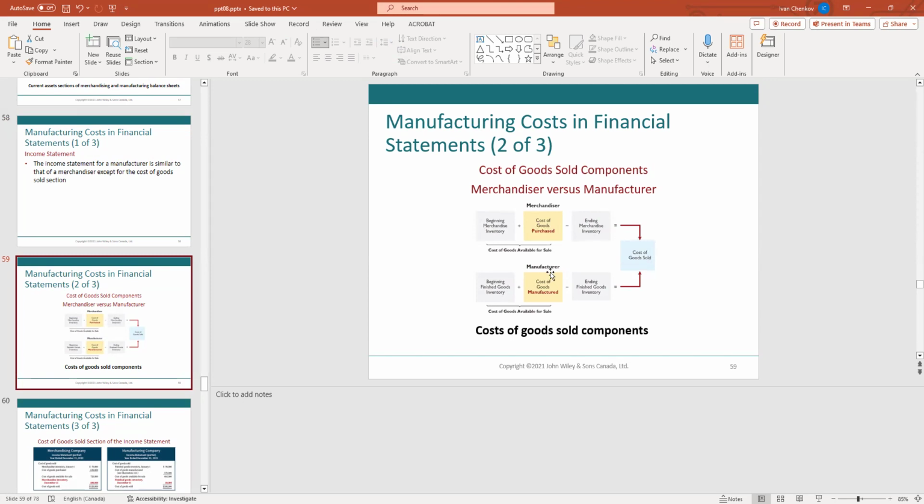In the manufacturing company, we're not going to work with the merchandise inventory account. We're going to work with the finished goods inventory. We're going to get the beginning balance. We're going to add the cost of all the products that we manufactured during the period. We're going to deduct the ending balance, and we're going to see how much we sold.